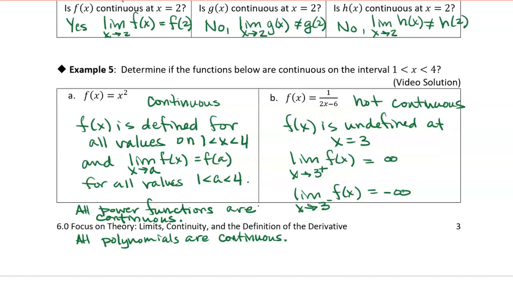So, all right. The next thing we're going to talk about is the derivative. This is the finale here. I'll meet you in the next video to talk about the derivative of a function using limits and continuity.